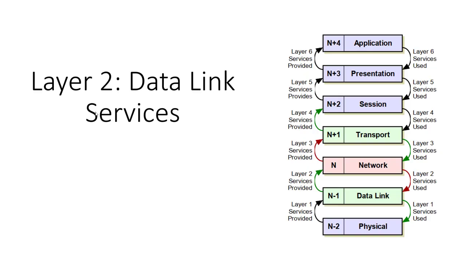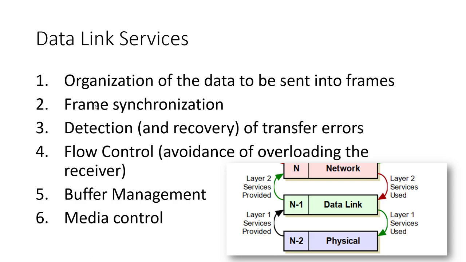Before we get too involved in the communication between layer 2 on one device and layer 2 on the other, let's zoom back out and take a look at layer 2 from 1,000 feet, and look at some of the big picture items that layer 2 brings to the table. Layer 2 brings a number of important features and services. One, organization of the data into frames. We're going to look at frame synchronization and why that's so critical. Many data link services provide detection and recovery of transfer errors. We'll also look at flow control. Many protocols at layer 2 provide avoidance of overloading the receiver. We're also going to look at buffer management and media control.